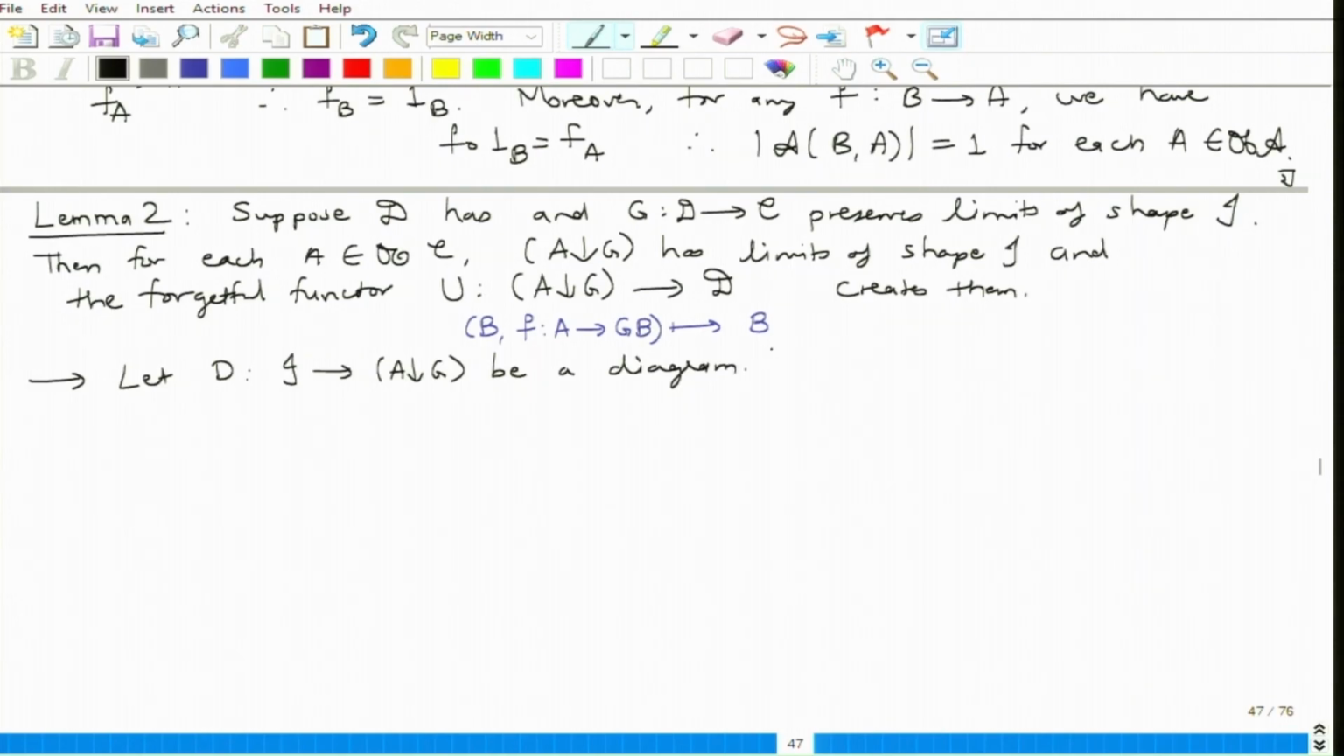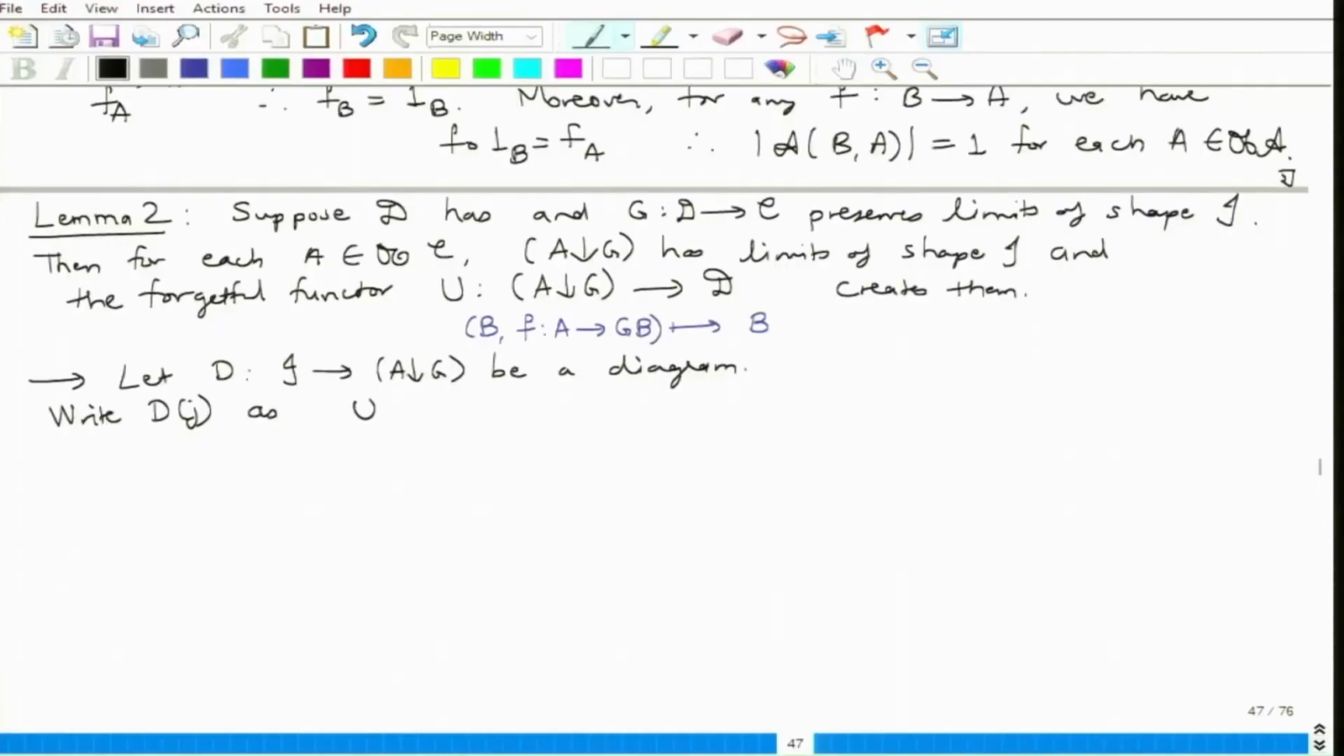So now we are going to use some slightly fancy notation. Write D of j as, now what is the first component? D of j is always B comma F, but B is the forgetful functor applied to this. So we are going to write U dj comma Fj from A to GU dj. You understand this?